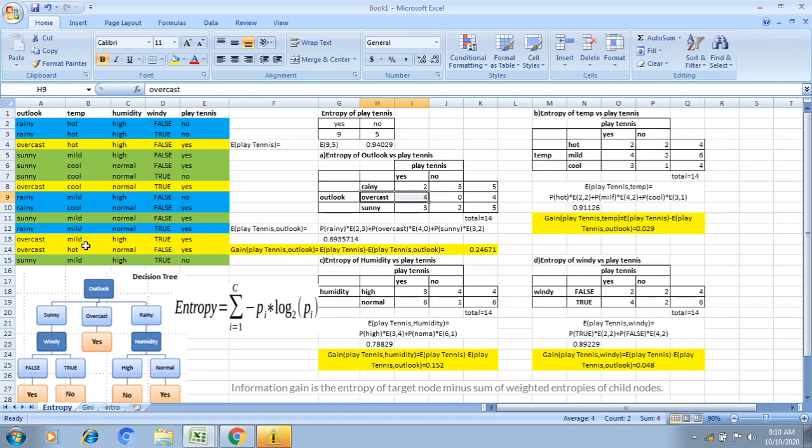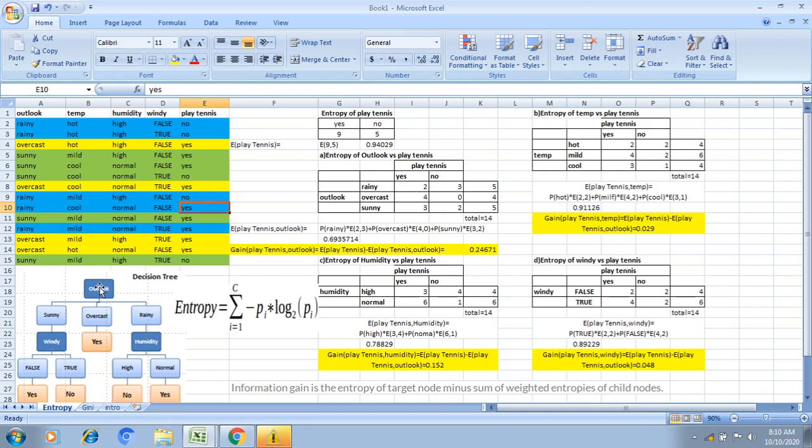Similar way, rainy. For example, if you see here rainy versus humidity, rainy with humidity high, then we are predicting no. See here, no, no, here also no. Humidity is high, this is no. For example, if humidity is normal, we are getting the prediction yes. Just similar way we are splitting here.